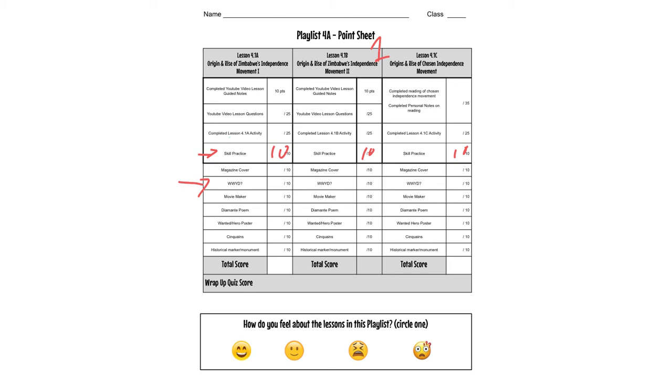So you're not going to do 3 activities here, 3 activities here, and 3 activities here. You're going to do 3 activities total, and however many points you get for whatever ones you completed, you will get the same number of points across the board. So for skill practice and for all of these group things, your points will all transfer over the entire playlist.